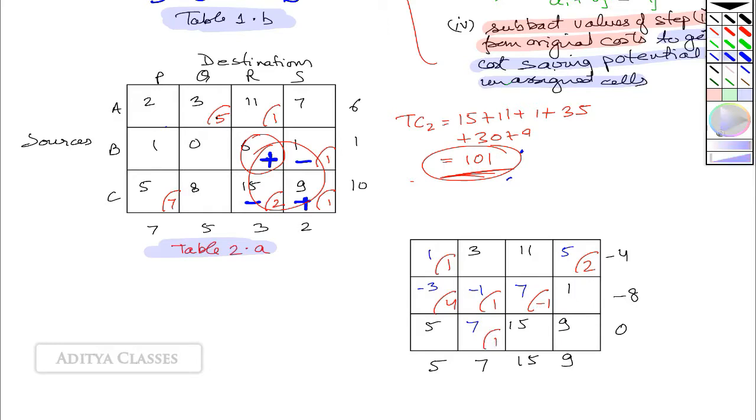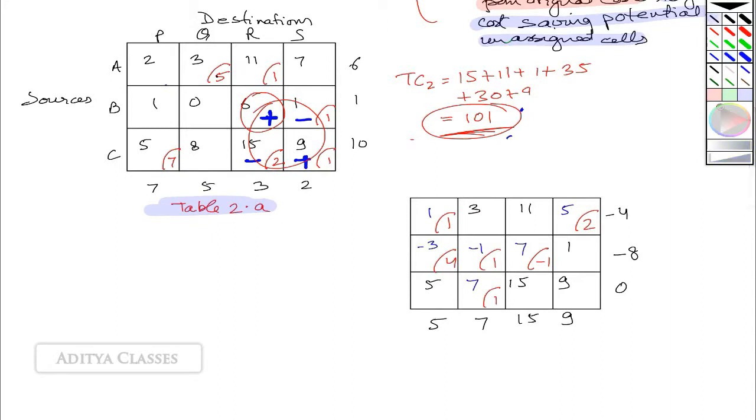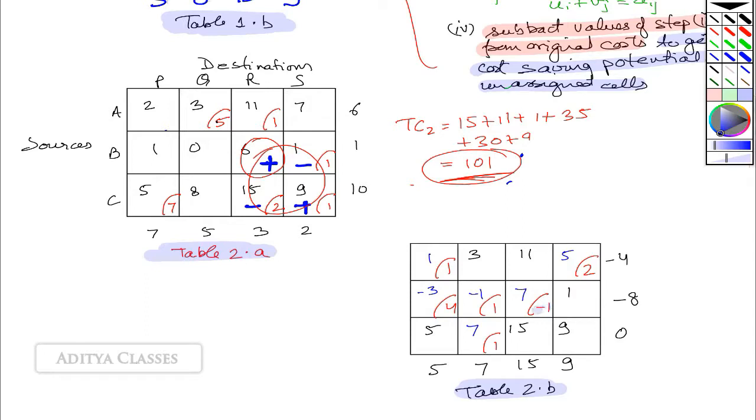So this time we have a cell which is saying that it can reduce the cost by 1 rupee for every unit that you transfer in here. This is my table 2b. This is my check table. Now after this check, I know that there is a saving potential here. So what I'll do is I'll put a plus over here, minus, plus and minus. This plus minus will give me my closed loop.